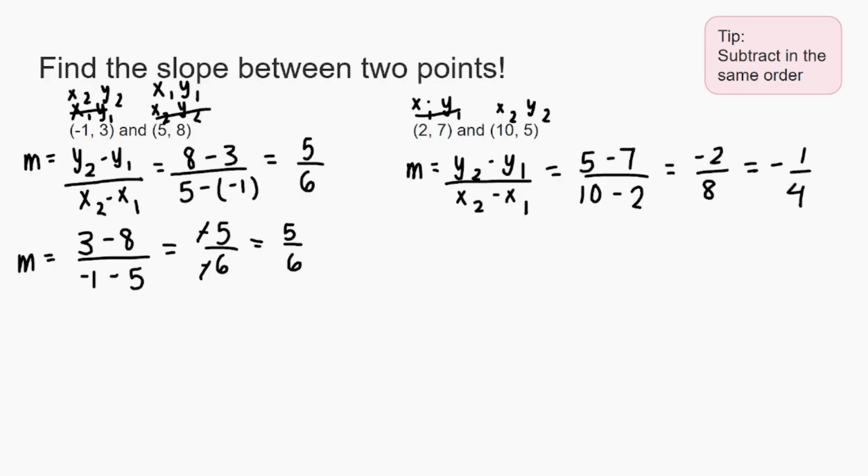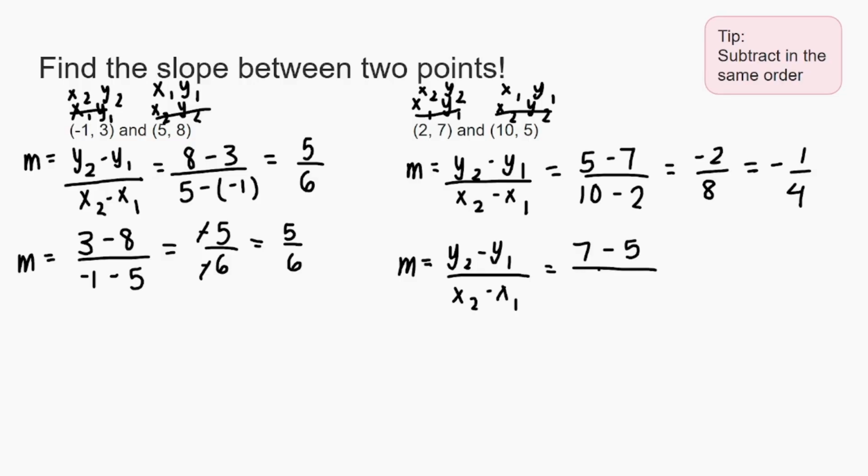We'll do the same thing again. Make this one x2, y2, make this one x1, y1. Just to check our answer, we'll do it again. m equals y2 minus y1 divided by x2 minus x1. We'll get y2 is 7, y1 is 5, and x2 is 2, and x1 is 10. We get 2 divided by -8, which equals -1/4, which we got above, so we know that's correct.